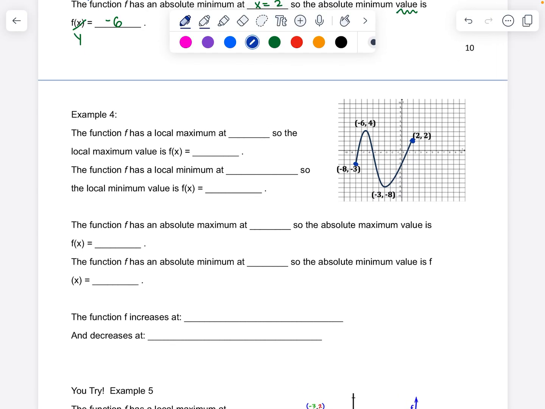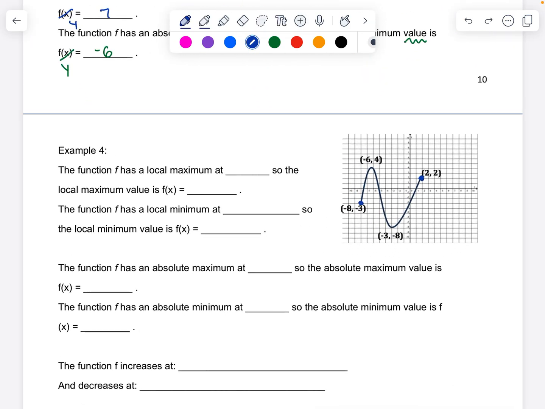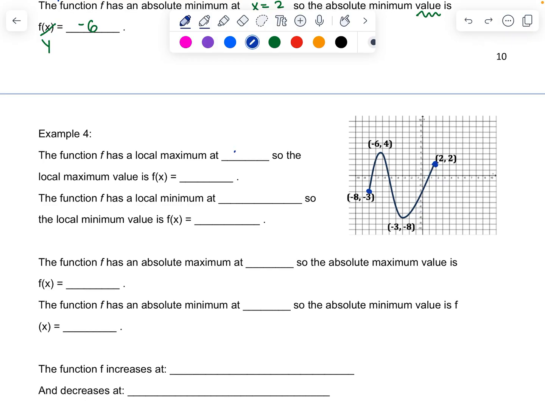It says the function f has a local maximum at. So when we talk about local, it has to be a complete hill. So the local maximum is just going to be at this point here. So we're going to go ahead and say for the local maximum, which I did in blue, is at x equals -6. So the local maximum value is f of x equals 4. So this is going to be your local max. You're not going to include the other one because it's not a full hill.